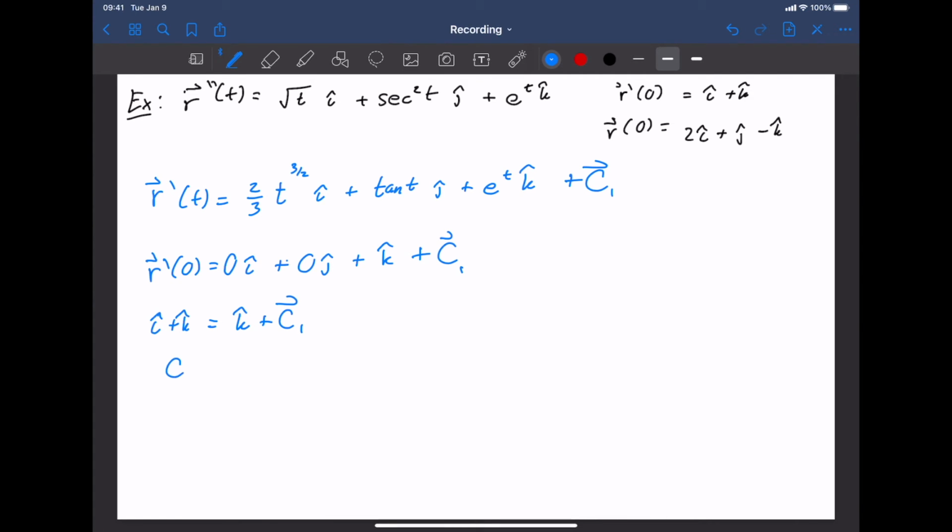So what does that mean? That means C1 is actually i hat. And it means that r prime is going to get added to the i hat stuff. I'm not trying to lose anybody. I'm just going to put it all in here. So that's 2/3 t to the 3 over 2 plus 1, in the i direction. So you don't want to just start assuming you're going to get another 1 in the k direction. It's not how initial conditions worked in AP Calc or Calc 1.